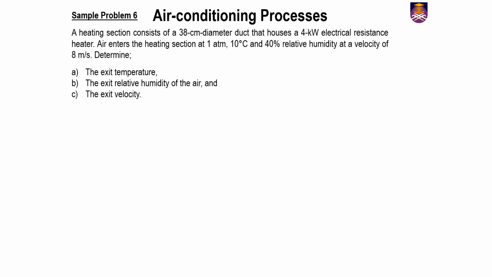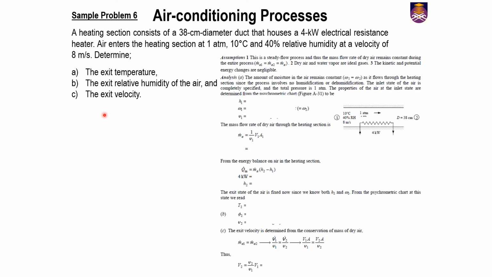So now we can look at sample problem 6.8. Here we have a heating section that consists of a 38 cm diameter duct that houses a 4 kilowatt electrical resistance heater. The air enters the heating section at 1 atm, again 1 atm. You can use the psychrometric chart, 10 degrees Celsius and 40% relative humidity at a velocity of 8 meters per second. So determine the exit temperature, exit relative humidity of the air, and the exit velocity. So this is the skeleton again.